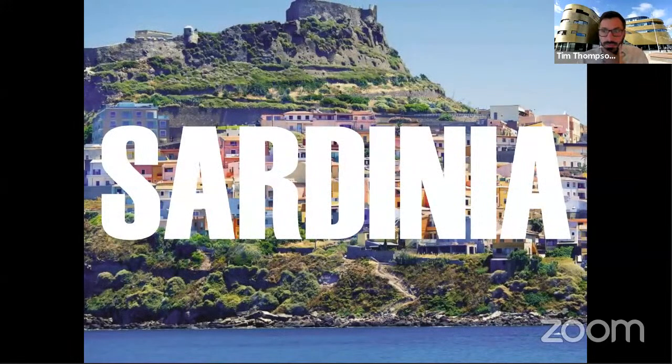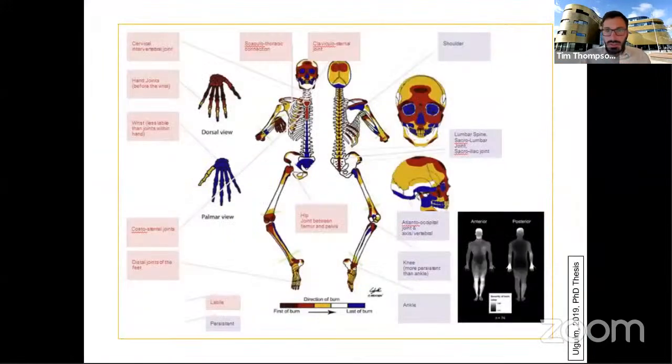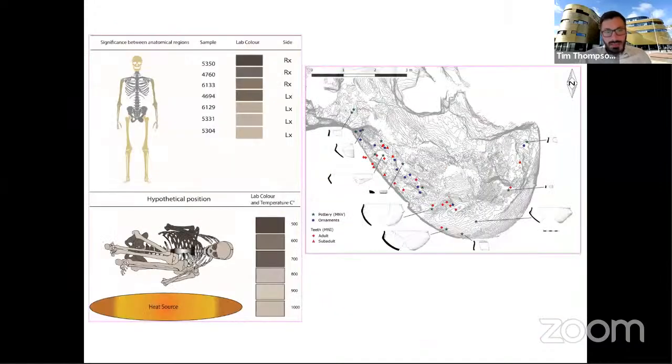We're going to jump to Sardinia, and we've got two quick examples in Sardinia. One, we're going to look at this here. This is from a forensic textbook looking at color change as a consequence of burning, and we can plot and map the directionality of burning based on the progression of color change in bone. So we did that on this particular individual from this cave in Sardinia. We can see here the cave on the right-hand side, the different dots represent skeletal elements that we have recovered. And then on the left-hand side, we've got some of the results of our analyses.